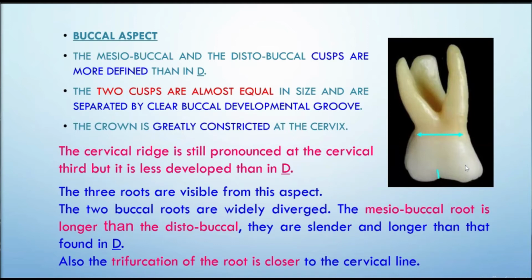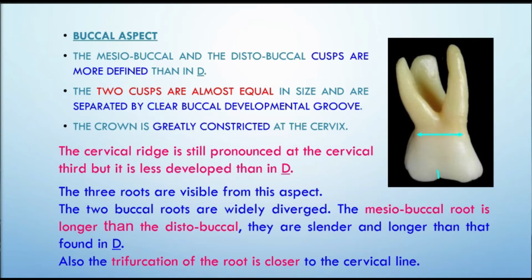The crown is greatly constricted at the cervix. This is the characteristic of the deciduous tooth. The cervical area is very narrow, and the crown looks like a bulging area on the tooth. The cervical ridge is still pronounced at the cervical third, but it is less developed than on the D. The cervical ridge is pronounced, but not like the D. On the mesial side of the D there is a big elevation, but here there is no big elevation. This looks like a normal cervical ridge, a little bit prominent.